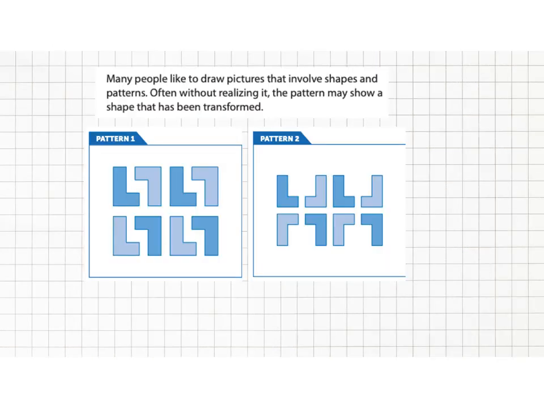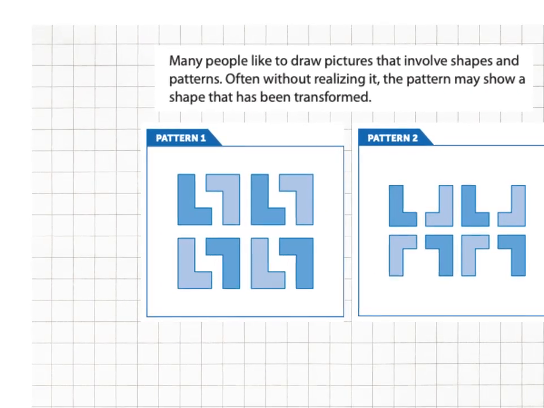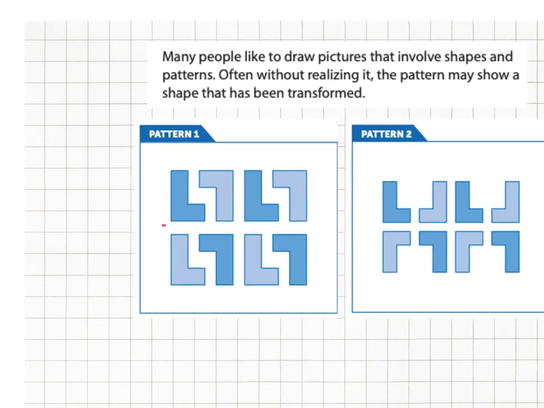Now, a lot of times people like to draw pictures that involve shapes and patterns, and sometimes we look at patterns and we'll see that there is a transformed shape. Look at this first figure, and you'll see that the figure right beneath it is just a translation. It's slid down. You might say it slid down 2 units, 5 units, etc. Your second one is the same thing, where the one below it is a slide. It went down.